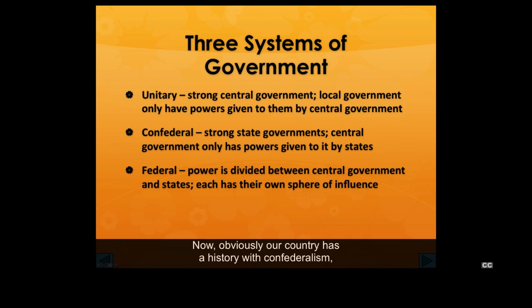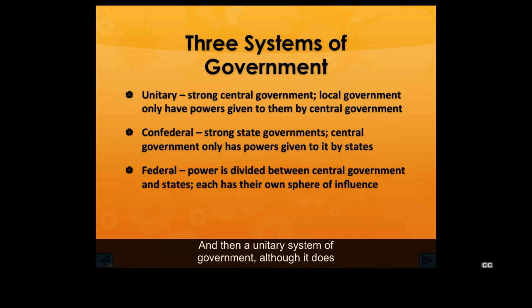Now, obviously our country has a history with confederalism, the Confederacy in the South, where during the Civil War the states broke away and wanted to essentially have what we had before the current U.S. Constitution, and that was the Articles of Confederation.